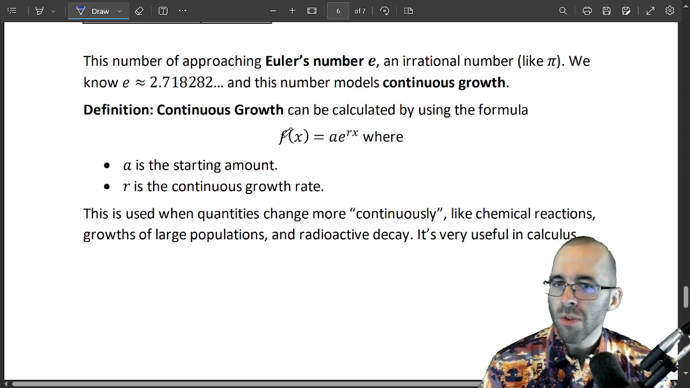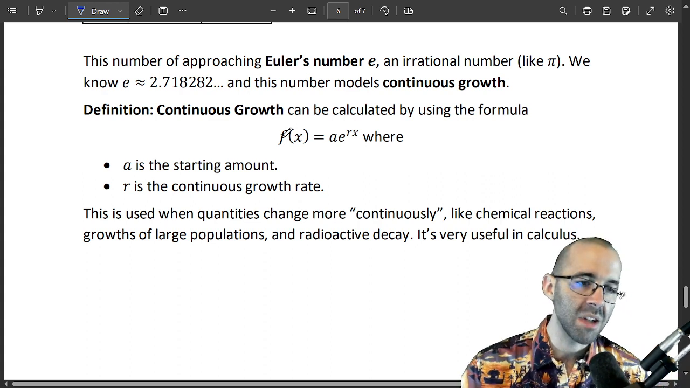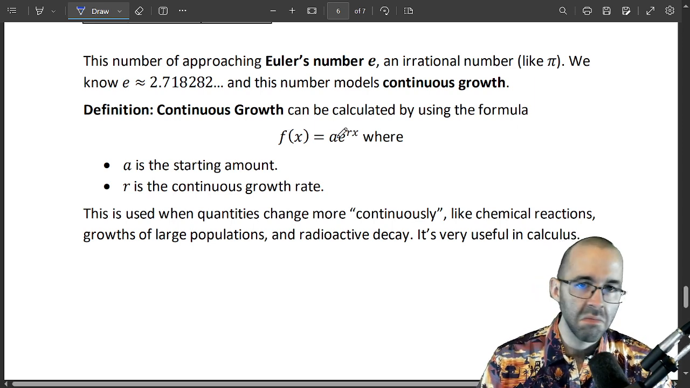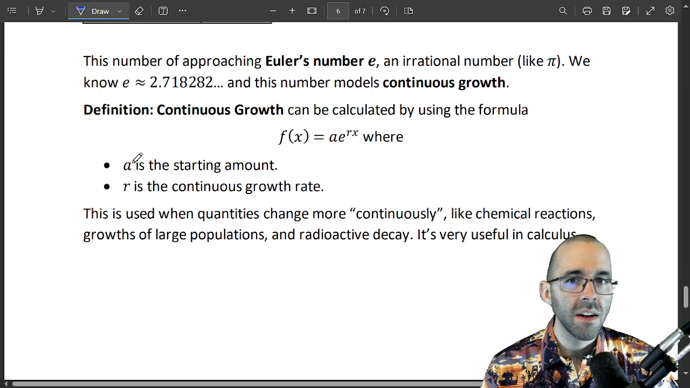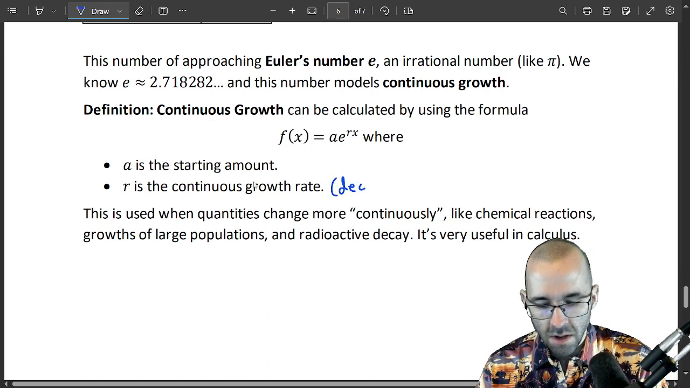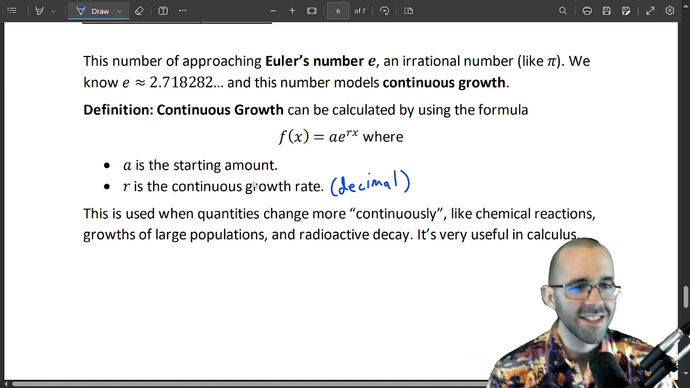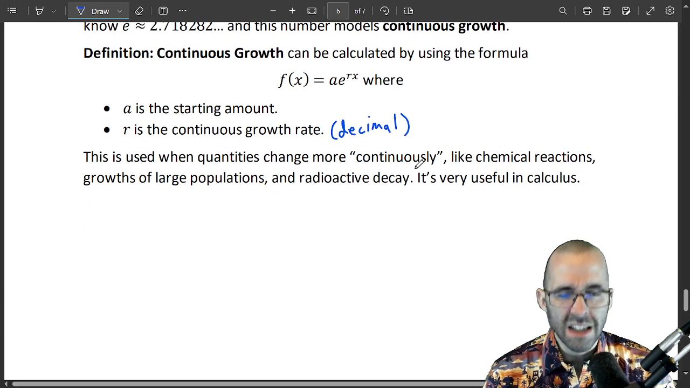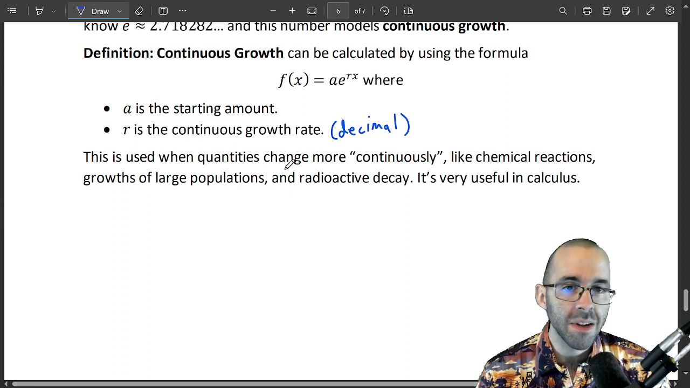So another way of writing exponential functions, instead of just A B to the X, or A times 1 plus R to the X, is like this: A e to the RX. A is the starting value, and R is the continuous growth rate as a decimal. So the A and the R mean the same things. This is used when quantities change more continuously, like chemical reactions and growths of very large populations.